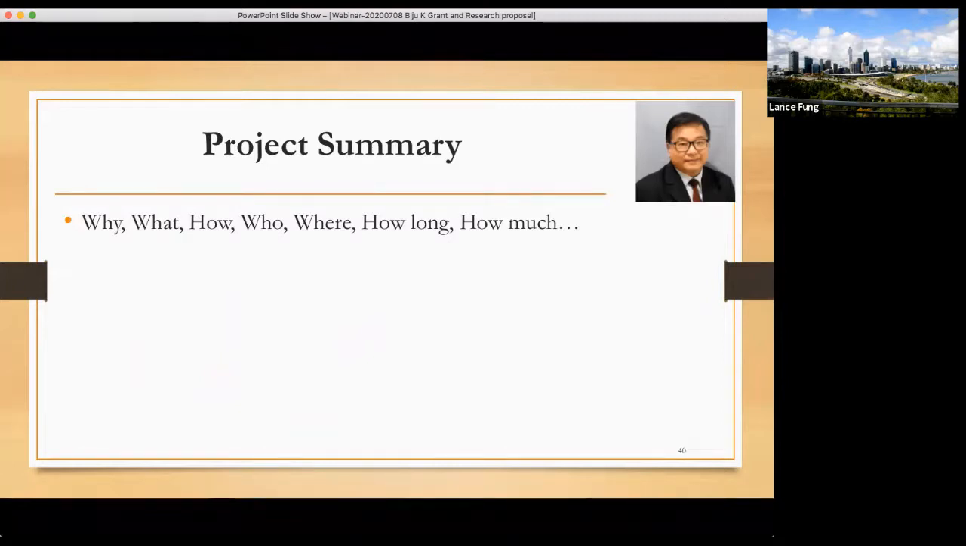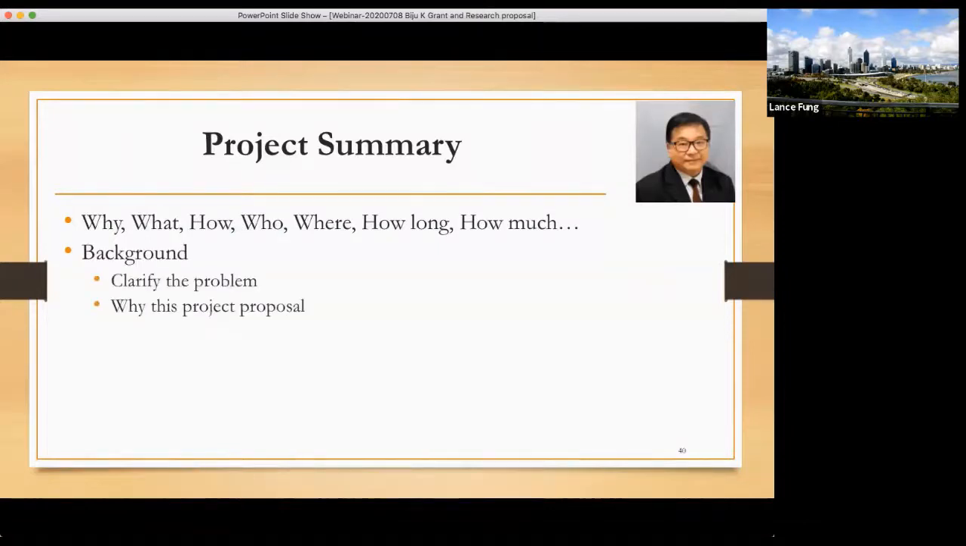Who will be involved? Because the credentials of your project members are important. Where are you going to do it? How long is the timeline? How much is required, the resources? Really, all these are the basic questions, the description of your project.